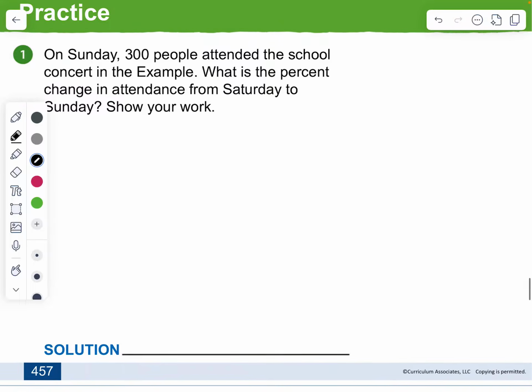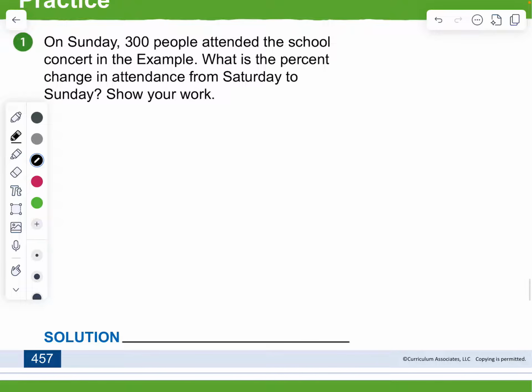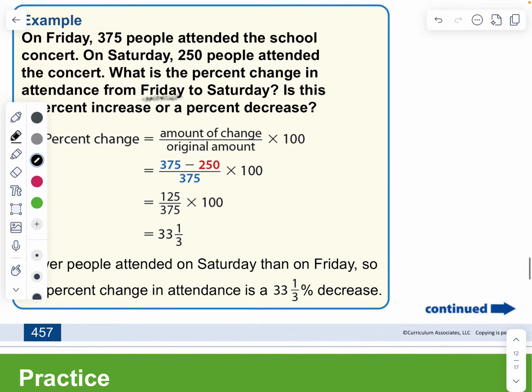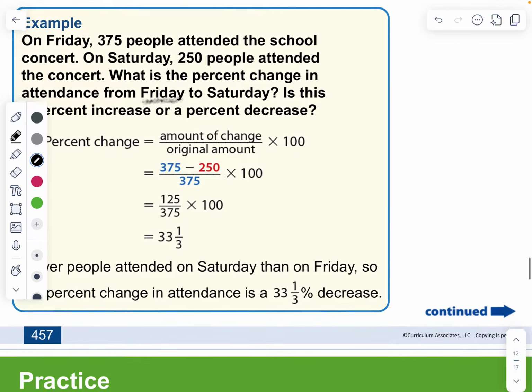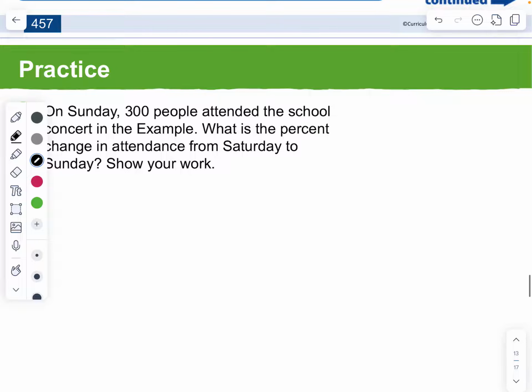I think we're going to use some of those numbers again. On Sunday, 300 people attended the school concert in the example. What is the percent change in attendance from Saturday to Sunday? So Saturday's number was 250. And it says from Saturday, so that means 250.